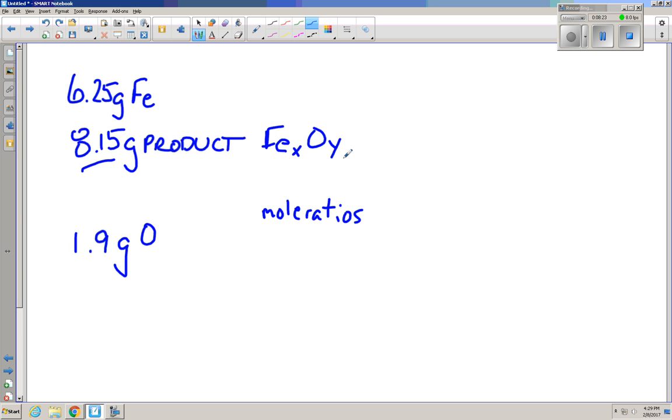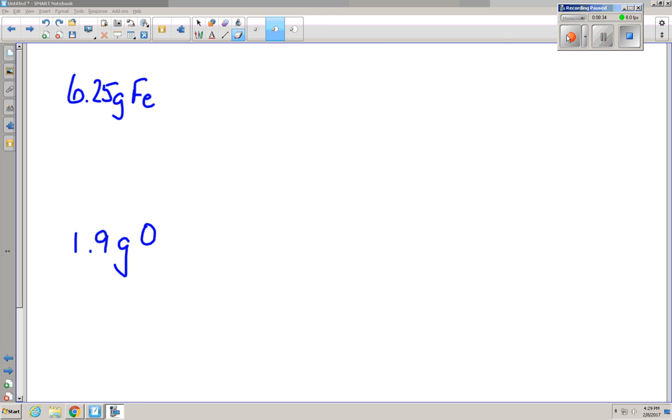They're mole ratios. So the only way to find out the number to put in here is if I actually determine the number of moles of iron and oxygen. So I'm going to kind of simplify this page. Okay, so the real task right now is to basically get the moles.